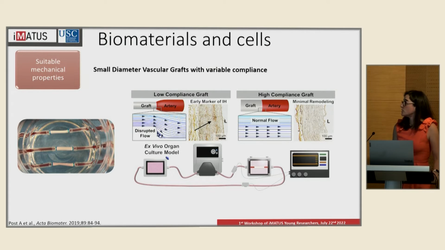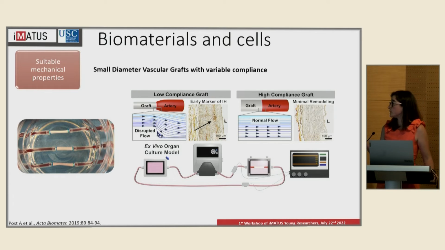Okay, another point is mechanical properties. It's something that we already talked about. Mechanical properties need to be suitable for the tissue. So here I'm showing you an example of small diameter vascular grafts that were made with variable compliance, which means they behave differently with pressure. Why is this important?